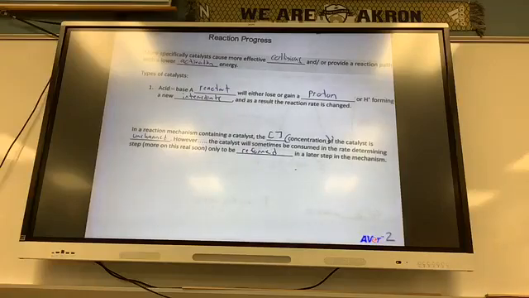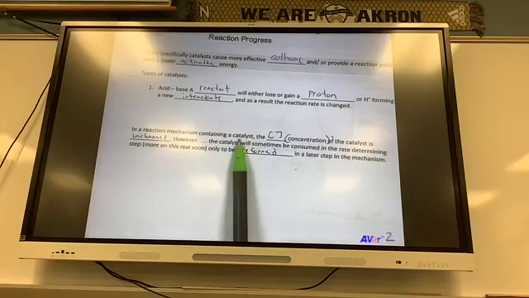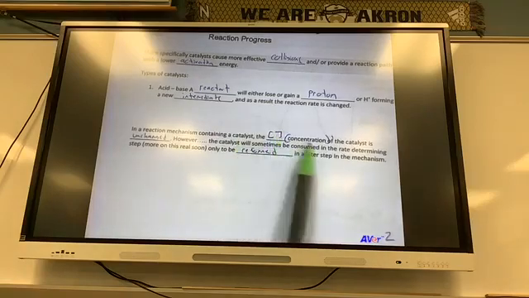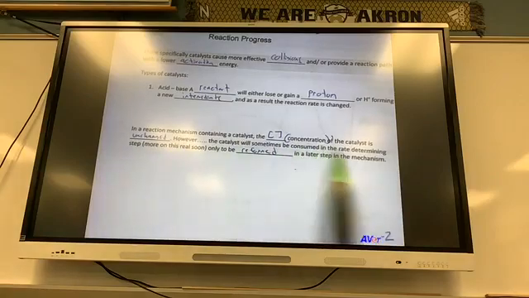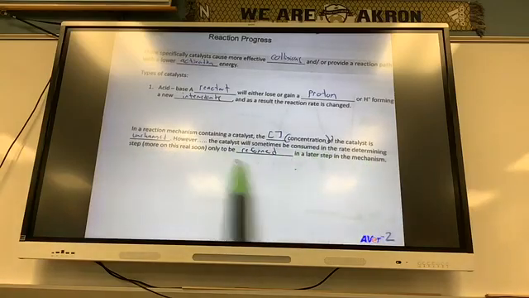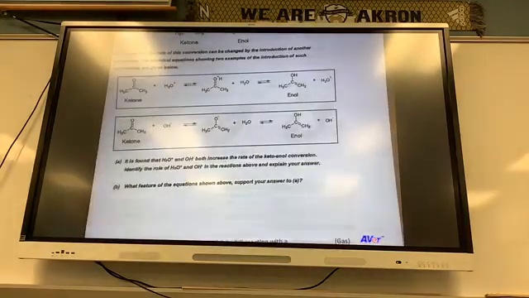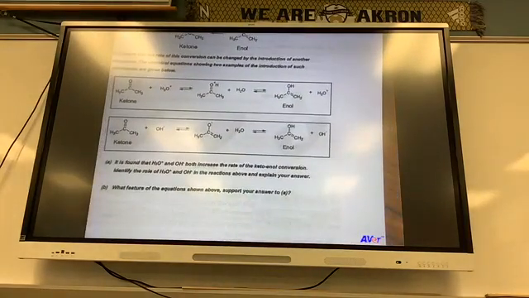All right. So, yesterday, we left off here, and we said in a reaction mechanism containing a catalyst, the concentration of the catalyst is unchanged. However, the catalyst will sometimes be consumed in the rate determining step, only to be reformed in a later step of the mechanism. What does this look like? Flip it. So, here is what this looks like.